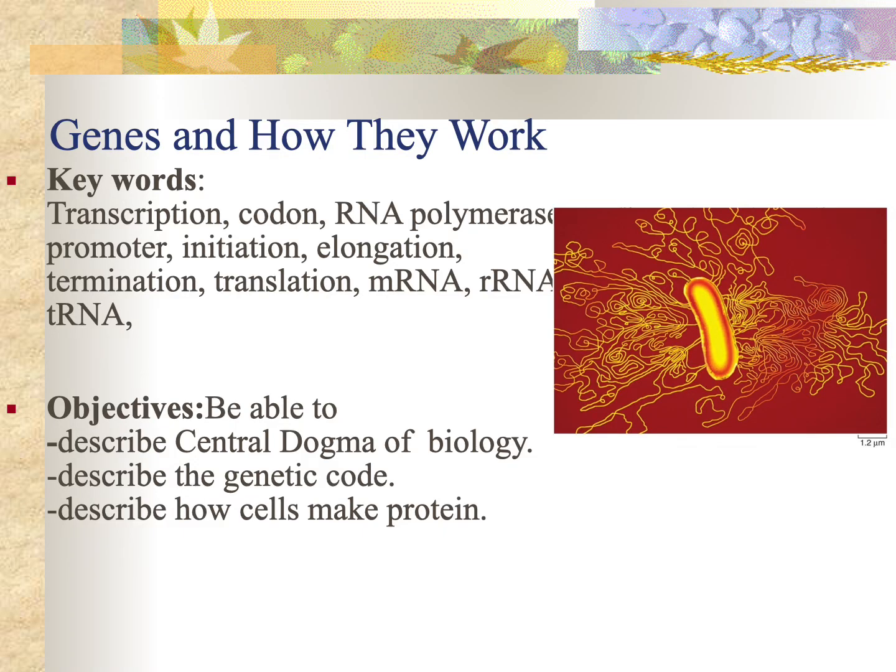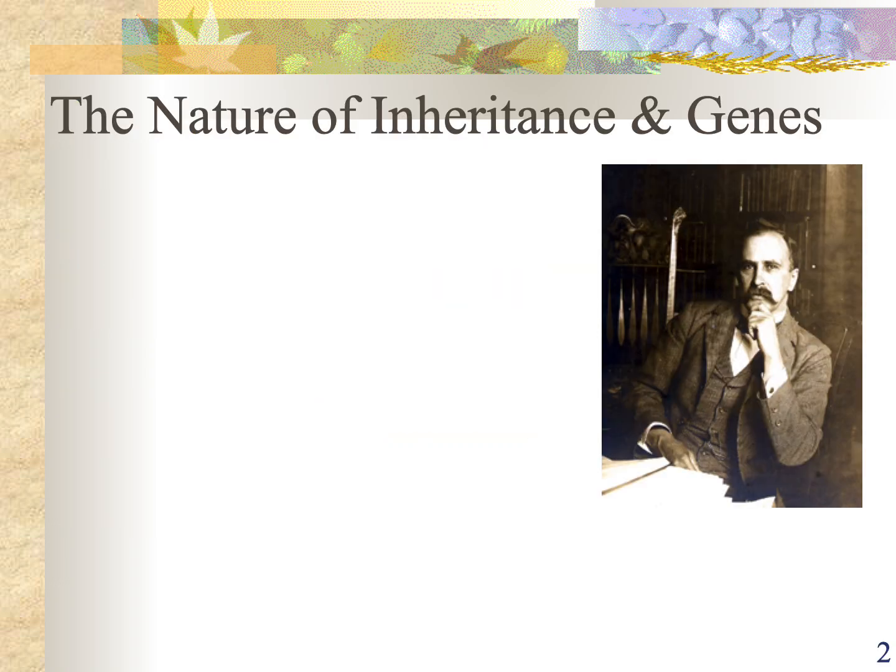All right, this is our introduction to molecular biology. We're going to discuss the molecules of inheritance and how they work in cells. So, this is considered the central dogma of biology. And we now know the genetic code. We know how cells make traits, and that's by making proteins.